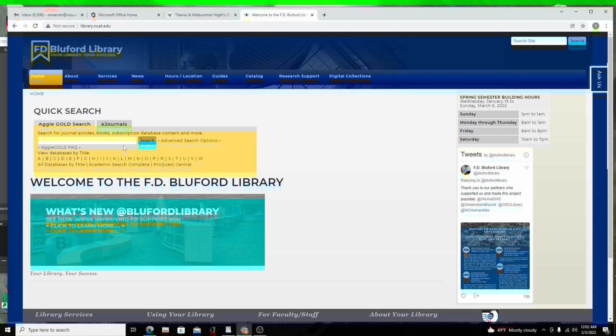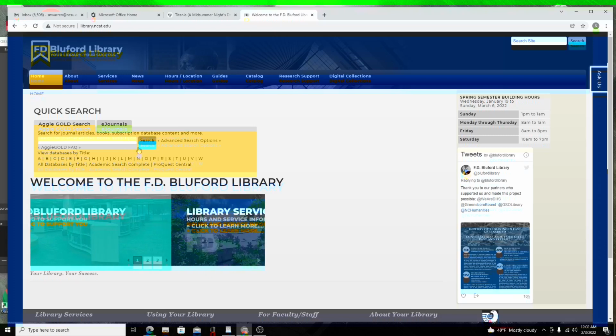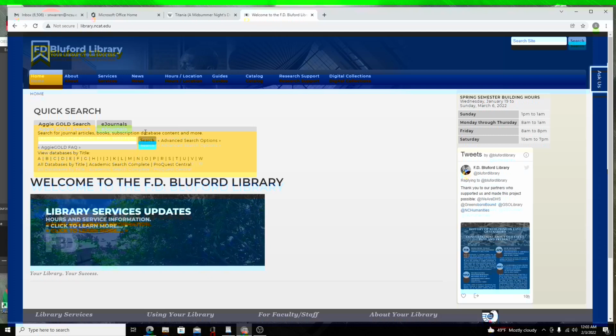So, as we discussed in class, the databases, if we want to think of them, are almost like academic Google searches. We utilize them to find academic journals, and academic journals are almost like academic magazines. They have in them academic articles, and those academic articles are peer-reviewed research. They're some of the best sources of information we have out there.